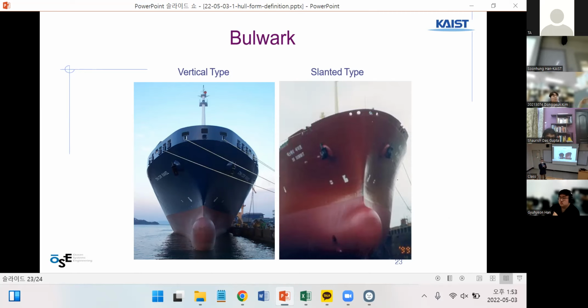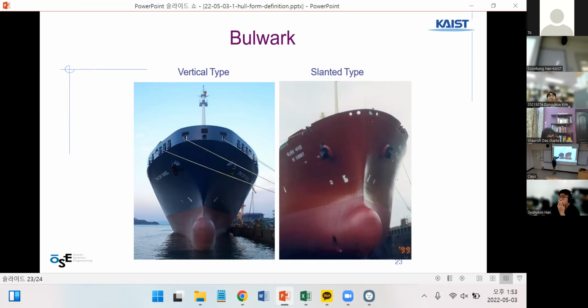So if the ship size is big enough, then the ship may be affected by the wave. But if the ship is small, similar to my body, then there is no effect coming from the big wave because it is too big.